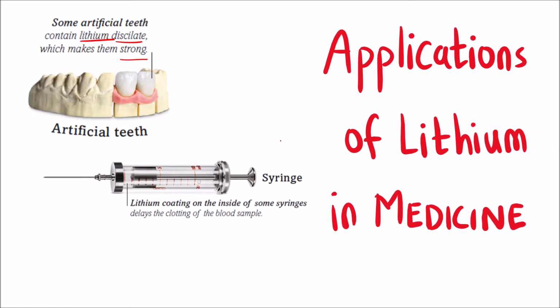Another application is in syringes. We apply a lithium coating inside the syringe. Why? To prevent the clotting of the blood sample. Once the blood sample is withdrawn, it should not clot. So to prevent the clotting of the blood sample, we add a lithium coating inside the syringe.